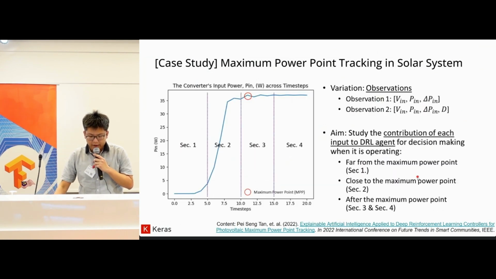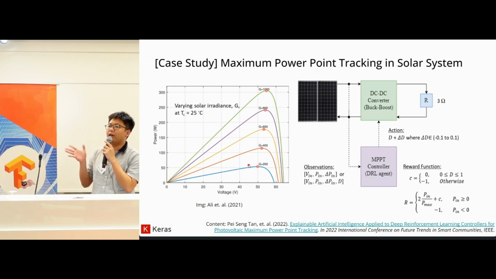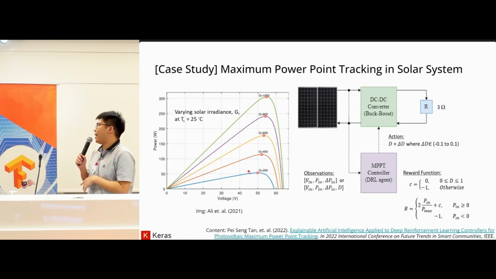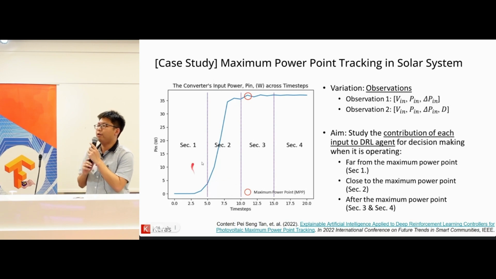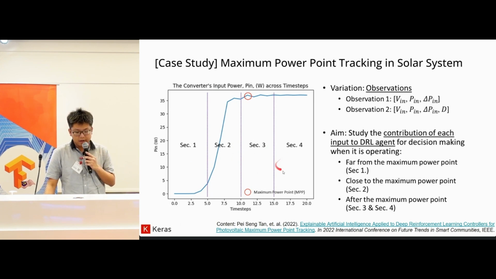The role of this MPPT is that it wants to do something like this. Initially I'm at a rate that is not optimal, and then I'm going to raise my duty cycle until a place where it's more stable. This state we call the steady state condition. Before reaching the steady state, section 1 and section 2 are known as the transient response. Section 3 and 4 are called the steady state response.